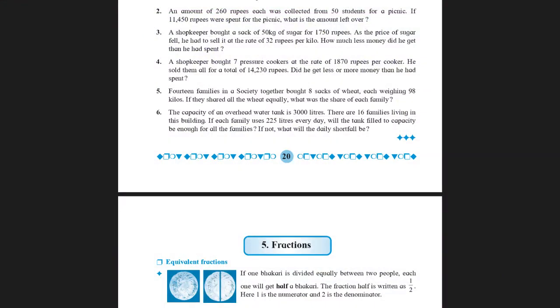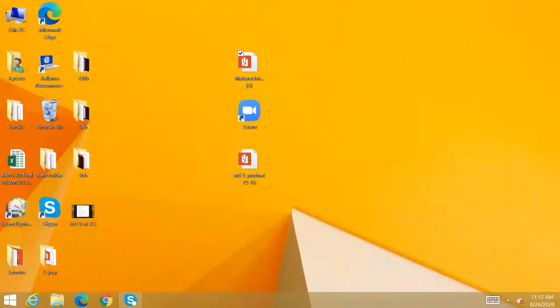The price of sugar fell. It fell to 32 rupees per kilo. Okay. So you have to find out how much money he got. Means how much did he sell it for at 32 rupees per kilo. How much amount did he get when he sold it? And did he get less money or did he get more money when he did that? That's what we have to find out.